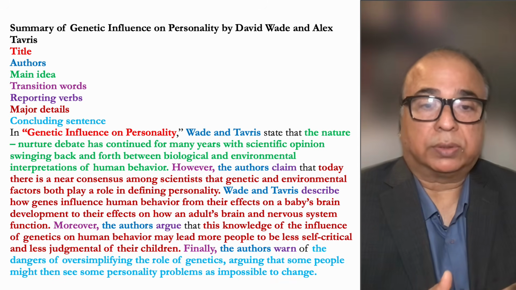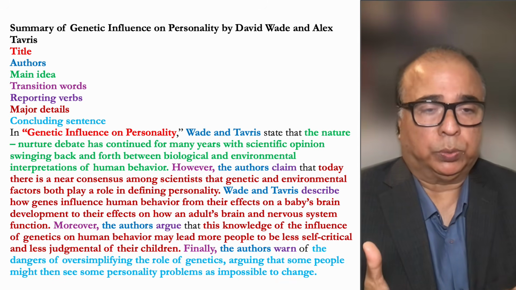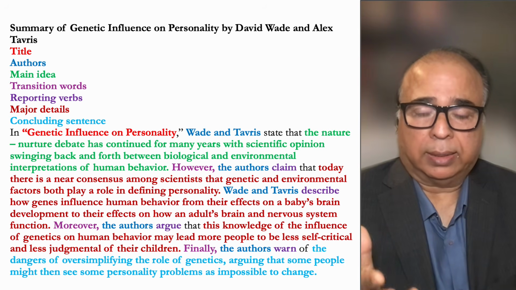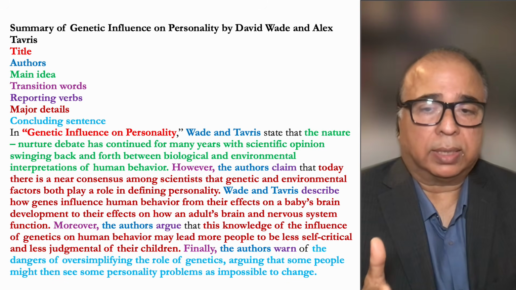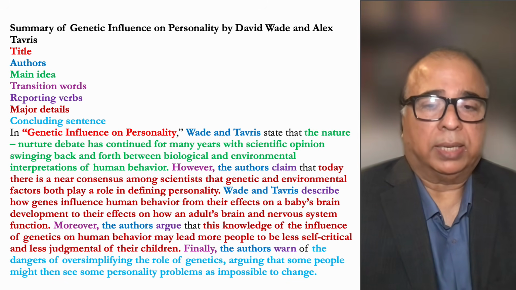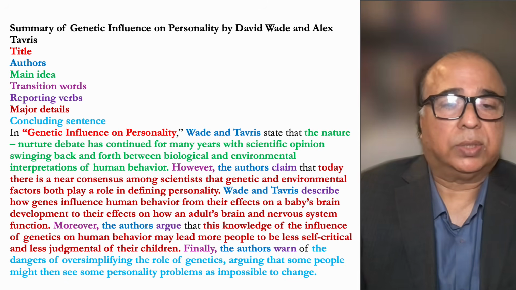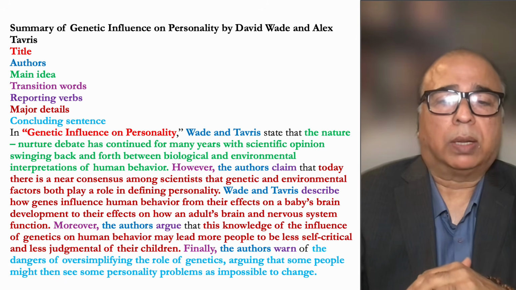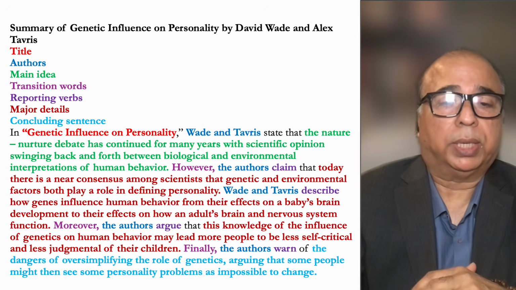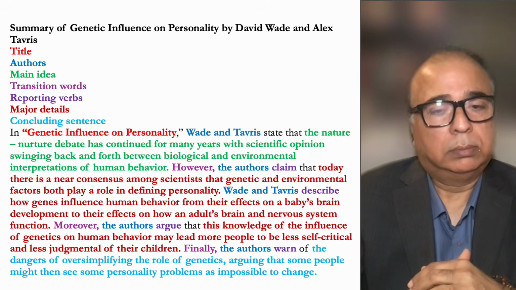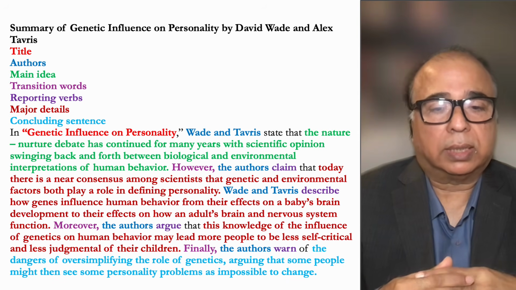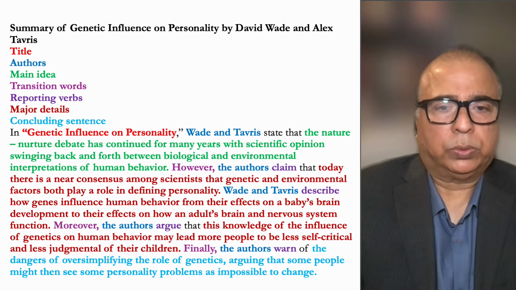So the first sentence of the summary is a topic sentence. It shows the reader the title of the article. It tells the reader who the authors are, and the sentence in green is the main idea. The nature-nurture debate has continued for many years, with scientific opinions swinging back and forth between biological and environmental interpretations of human behavior. And then you have transition words and reporting verbs, followed by major details. And the summary ends with a nice concluding sentence. All right? So you feel good now?